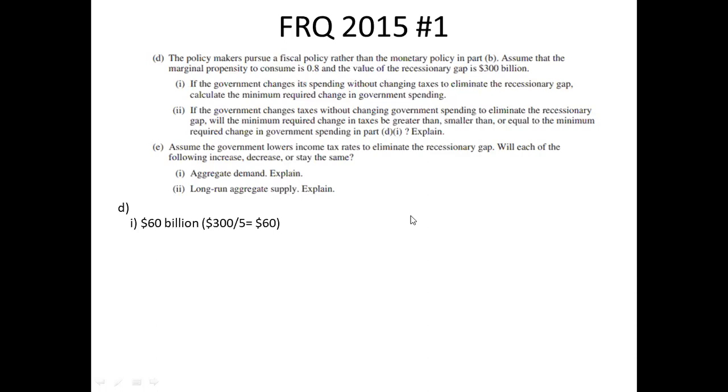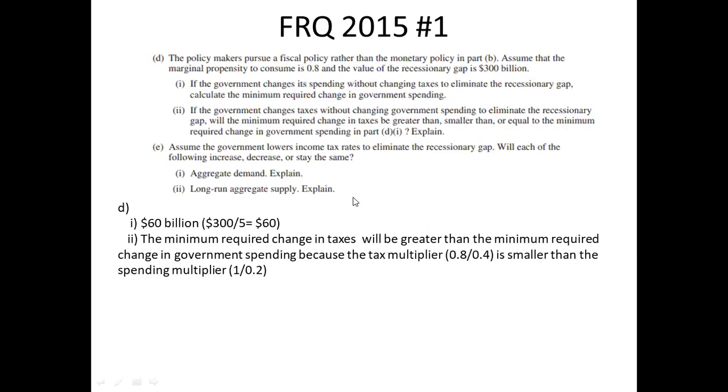Okay, if the government changes taxes without changing government spending to eliminate the recessionary gap, will the minimum required change in taxes be greater than, smaller than, or equal to the minimum required change in government spending? Explain. The minimum required change in taxes is going to be greater. Why? Because there's a tax multiplier that is different than the spending multiplier. The tax multiplier is MPC over MPS.